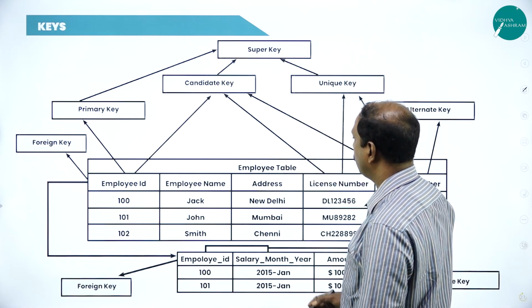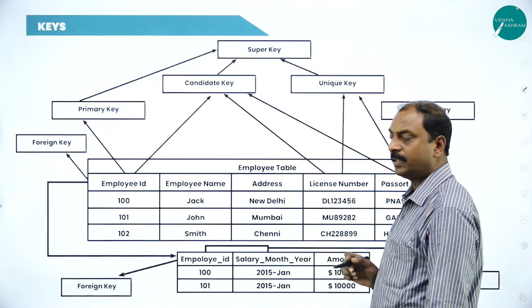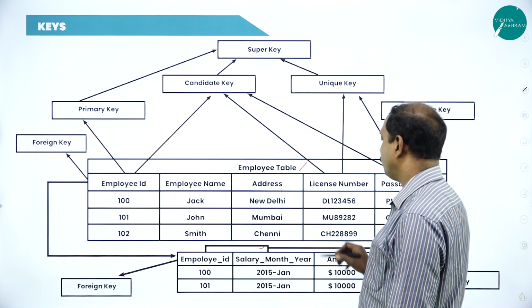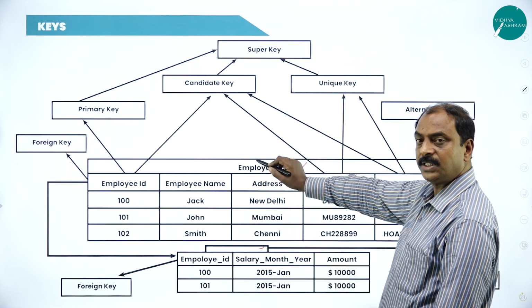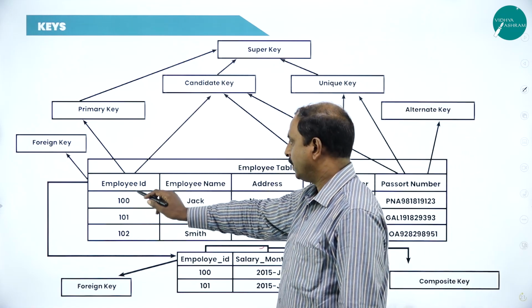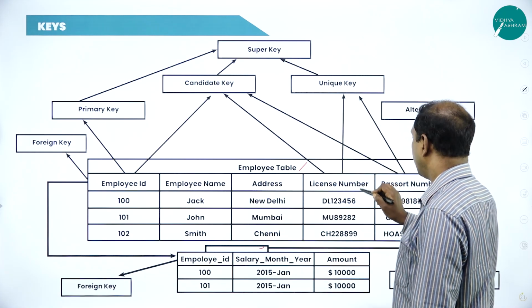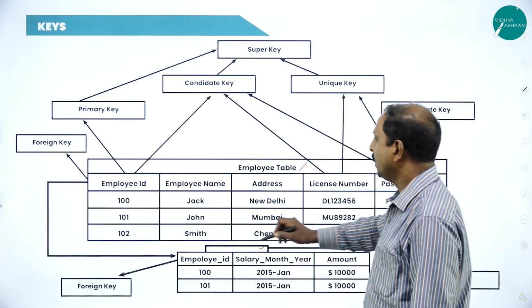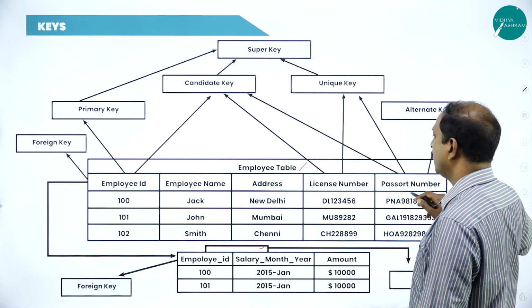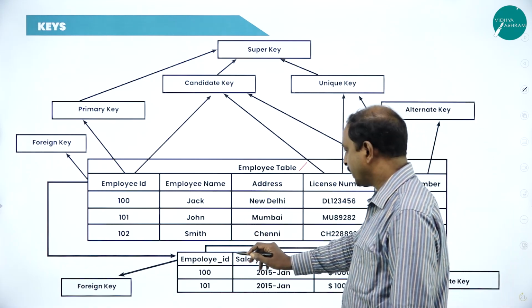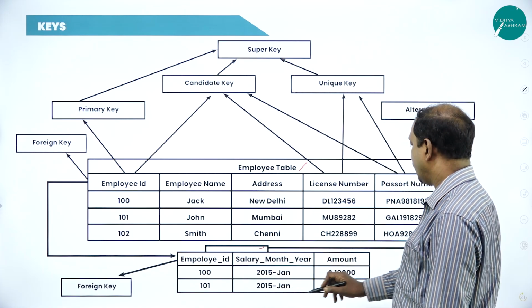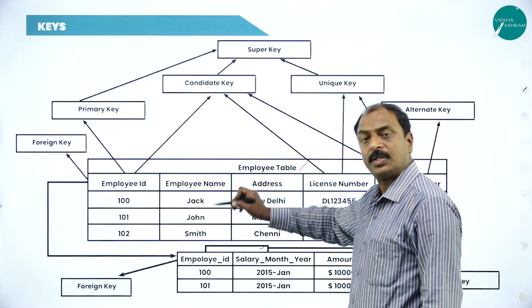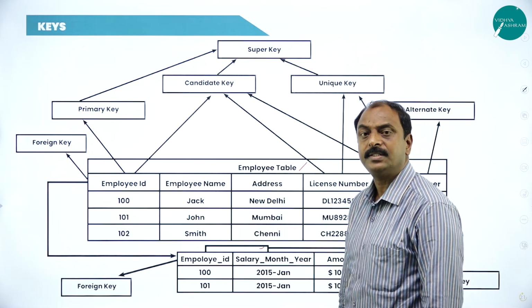So first of all, let us look at the tables now and observe that there are two tables here. This is one table, the employee table, and this is another table, which we can take as employee table 2. In the first table, we have columns or attributes: employee ID, name, address, license number, and passport number. These are the different values, and these are nothing but different records. So there are 3 records in this table. Now look at another table: employee ID, salary, as well as amount. These are 2 different tables. We are going to connect them through different types of keys in a database.